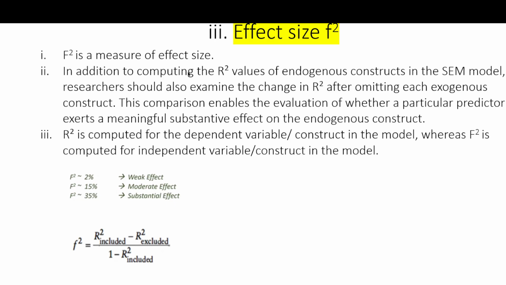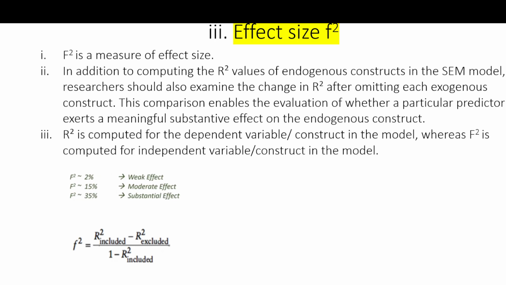F square is a measure of effect size. In addition to computing the R square values of endogenous constructs in the SEM model, researchers should also examine the change in R square after omitting each exogenous construct. This comparison enables the evaluation of whether a particular predictor exerts a meaningful substantive effect on the endogenous construct. R square is computed for the dependent variable or construct in the model, whereas F square is computed for the independent variable or construct in the model.